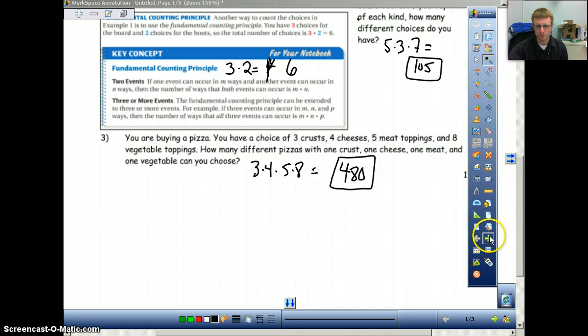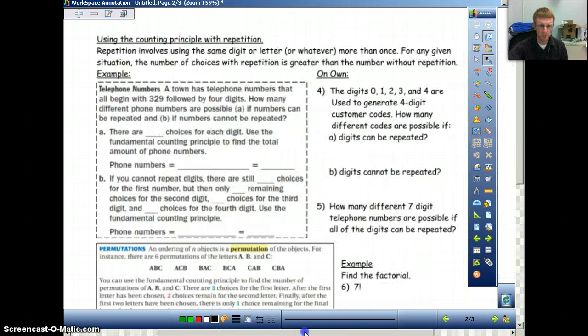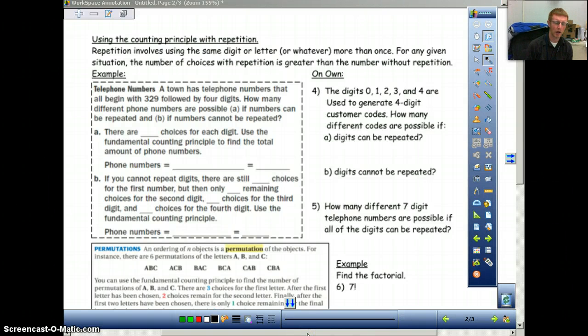Let's move on. All right, so the next part is we're going to start talking about permutations. It says repetition involves using the same digit or letter or whatever we're doing more than once. For any given situation, the number of choices with repetition is greater than the number without repetition. In other words, sometimes when we choose something, we can't choose it anymore. So like if you pick a card out of a deck and you don't put it back in the deck, then that lowers the number of choices that you have the second time. But sometimes we do put that card back in the deck, and if you do, then you're going to have the same number each time.